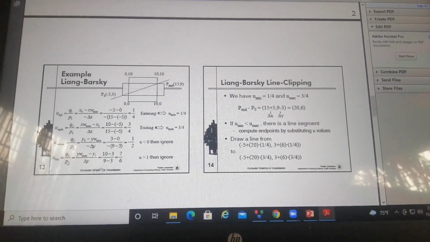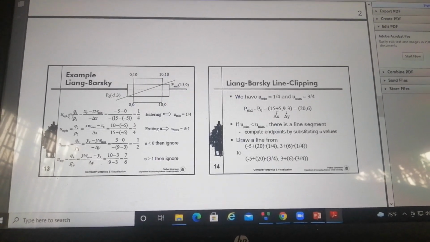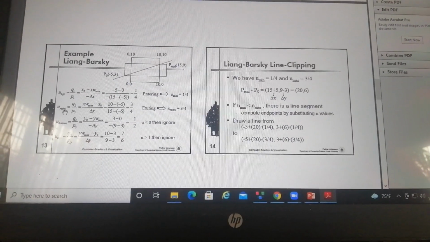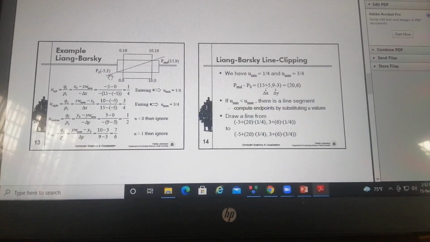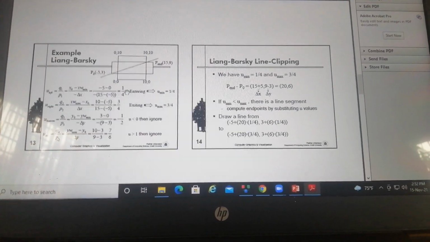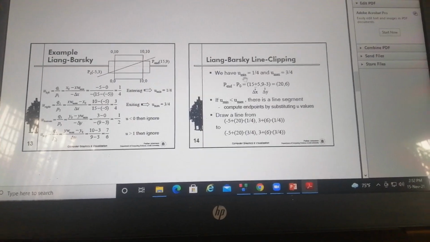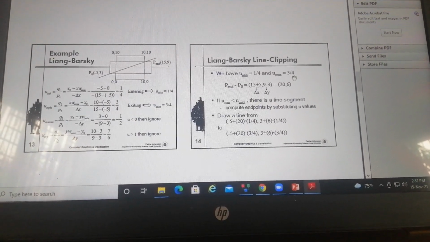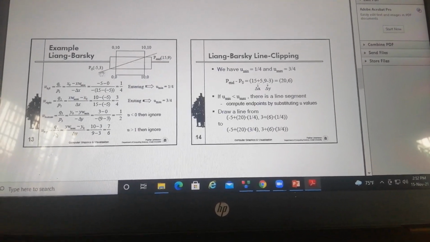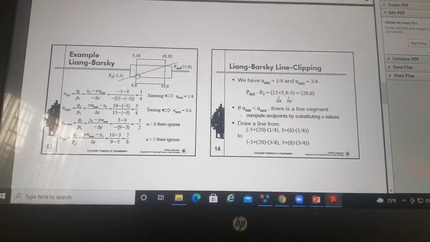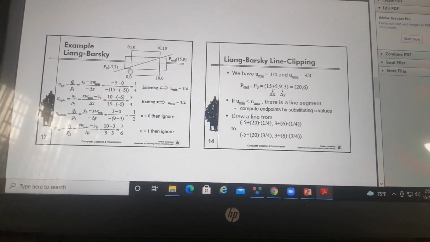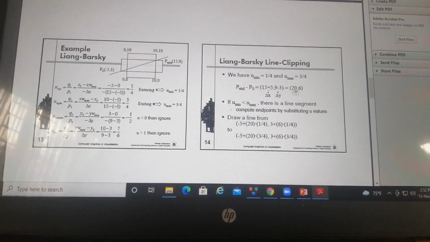So from this equation, we can see that the line must intersect with the left boundary and right boundary as it is entering and exiting. And that's how it happens. Okay. So now we have our u min and our u max. u min is 1 by 4, u max is 3 by 4. So we need to find this point, the intersection point where the left boundary intersects with the line. And that point will be calculated by this one. So 20 and 6 is going to be the value.